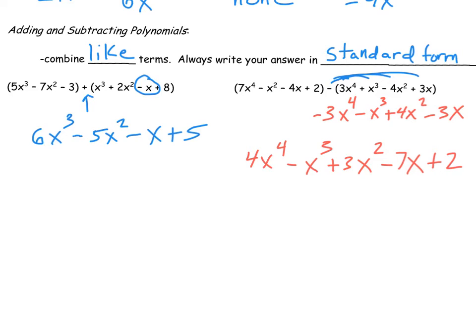So again, on that one, if you have stuff to distribute, to get rid of the parentheses, make sure to do that first. Here it wasn't too bad. It was just a negative sign in front of that second one, but be sure to do that.